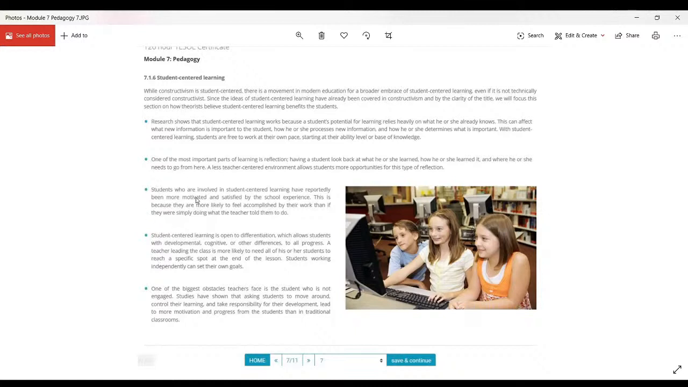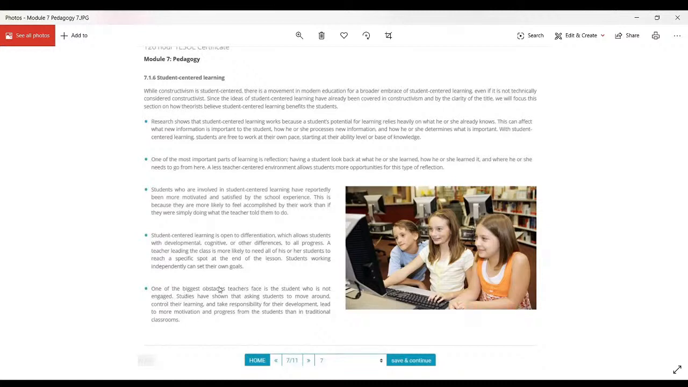Next, students who are involved in student-centered learning have reportedly been more motivated and satisfied by the school experience. Mas gusto ng mga student na independent sila, kumbaga, right? Next, it allows students with developmental, cognitive, or other differences to all progress. A teacher leading the class is more likely to need all of his or her students to reach a specific spot at the end of the lesson. However, if the students are working independently, they can set their own goals.